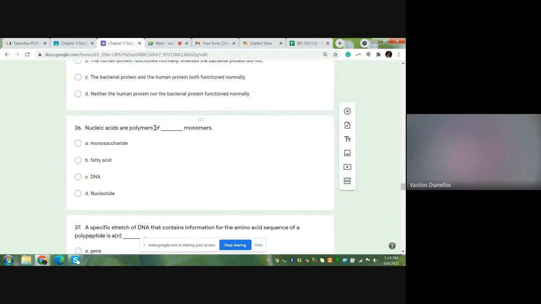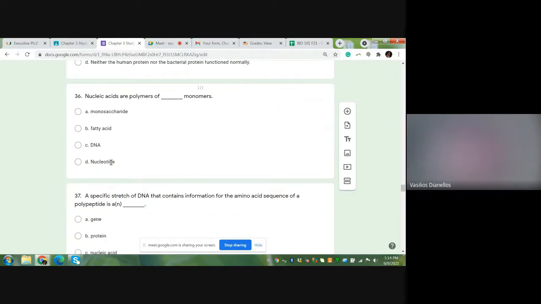Nucleic acids are polymers of what? And the answer is nucleotide. You need to know that. DNA is a type of nucleic acid. Fatty acids are what make up triglycerides. Monosaccharides make up polysaccharides, right? Carbohydrates. So the answer to 36 is D, nucleotide. Any questions about that?